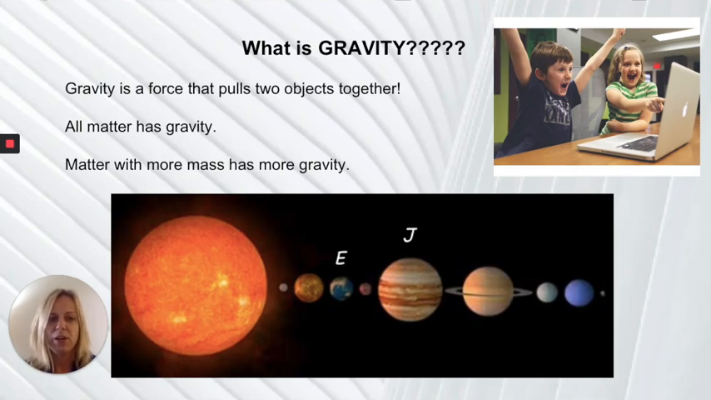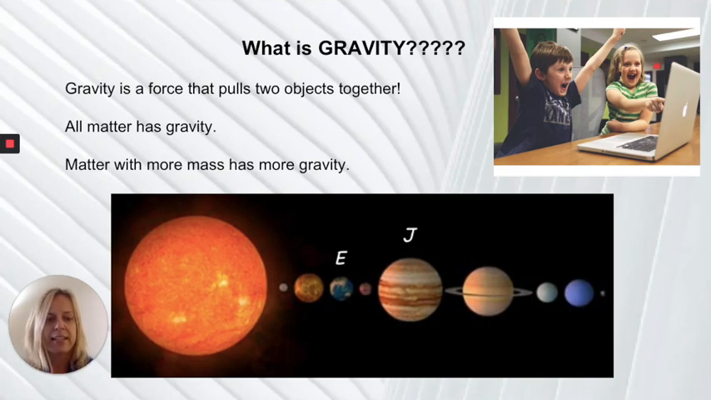Remember in the video when LeBron tried to dunk the basketball on Jupiter? Why did he have trouble? The gravity was way too strong because the mass of Jupiter is so much greater than the mass of Earth. That must mean that more mass means more gravity.